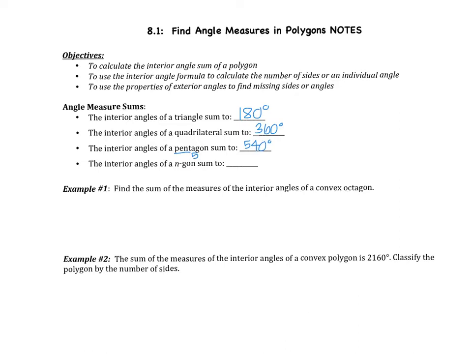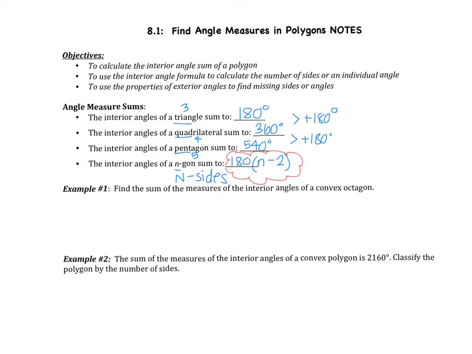Well, look at the pattern. Triangle has 3, quadrilateral has 4, pentagon has 5. Each time I'm adding 180 degrees. This is true then for any n-gon that we have. The formula would be 180 times n minus 2, with n being the number of sides. So this is the formula you're always going to want to use when you're finding the interior angle sum of a shape.